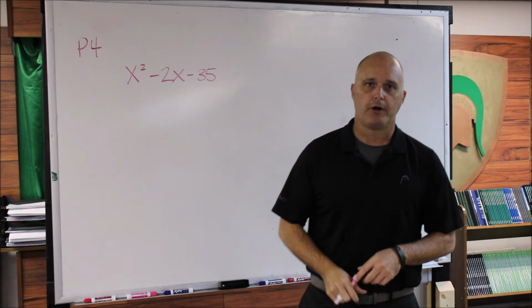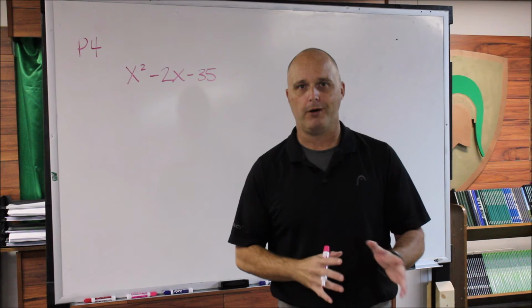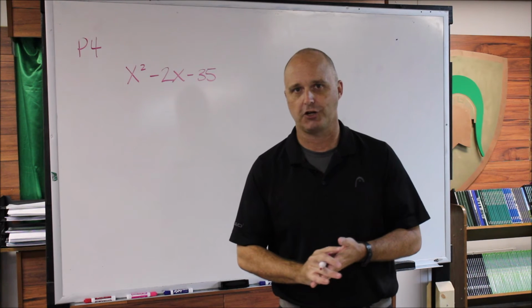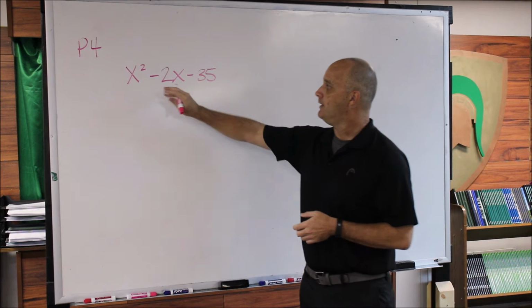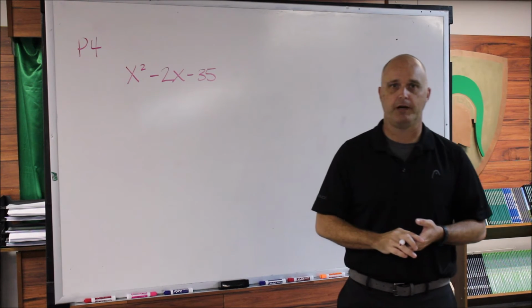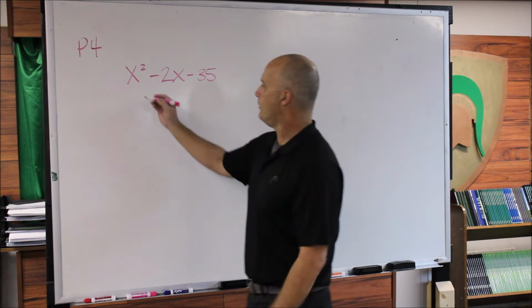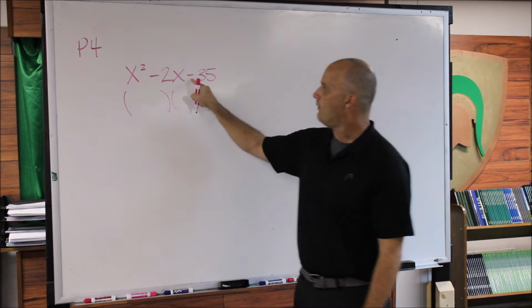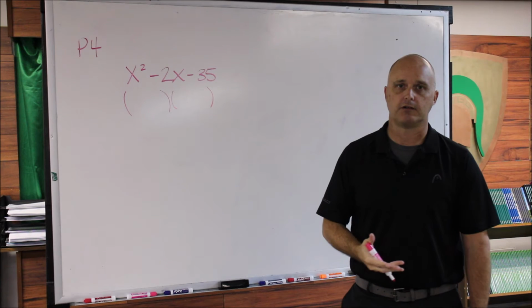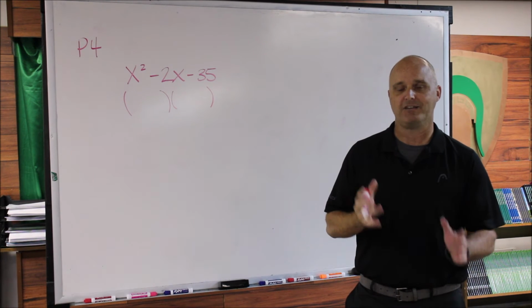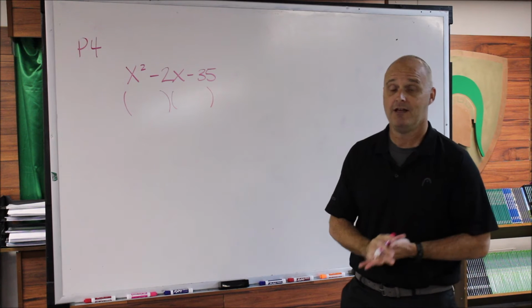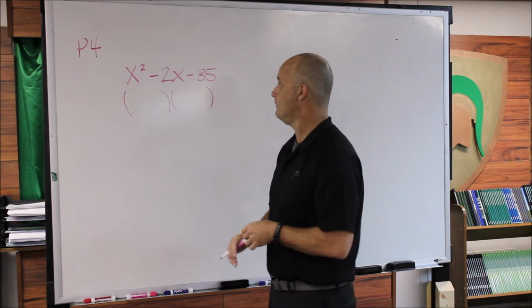Problem number 4 is a word problem, but we're not going to worry about the word problem part of it. We're just going to look at the factorization and see if we can get the factorization done correctly. We're given the expression x squared minus 2x minus 35. So again, I'm going to start with setting up the parentheses first. And I've got a negative sitting in front of the c term, which means that my signs inside of these parentheses are going to be opposites.